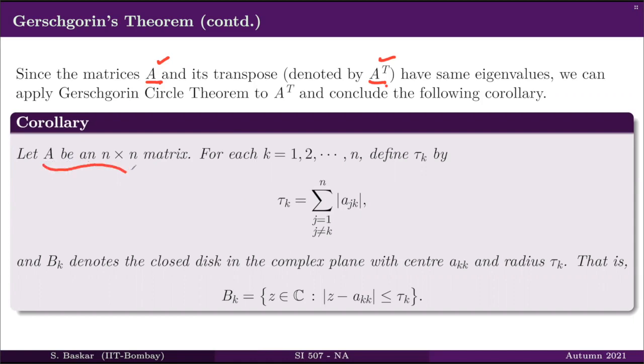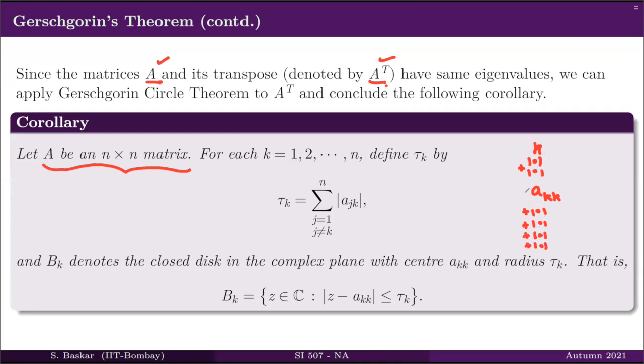Let A be an n cross n matrix. Now, you apply the idea of Gerschgorin circle theorem to A transpose. By that, what you will be doing is fixing a column, say the kth column, with a_kk as the diagonal element. Now, you will run across all the rows of this column and take the modulus of each element in that column and then sum them up, excluding the diagonal element, right?